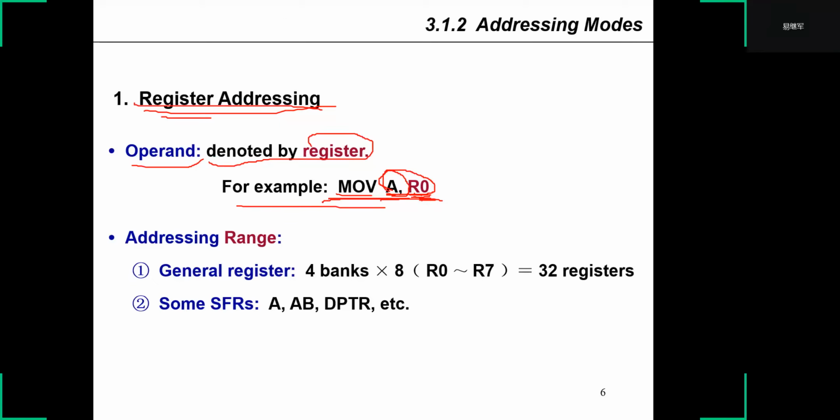I thought you said R is the register. R0 is the register. What is A? A is a special function register. Sometimes we write A or ACC. Okay, A or ACC is fine. We just write A. A is a register.